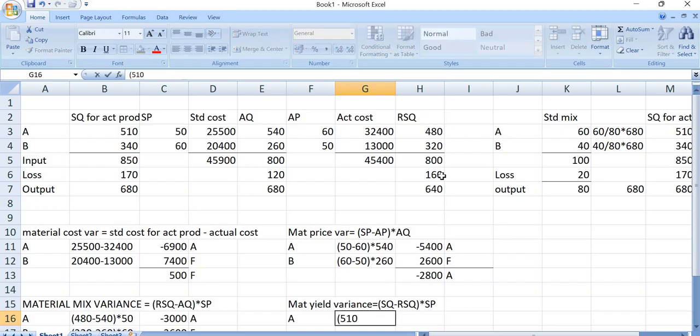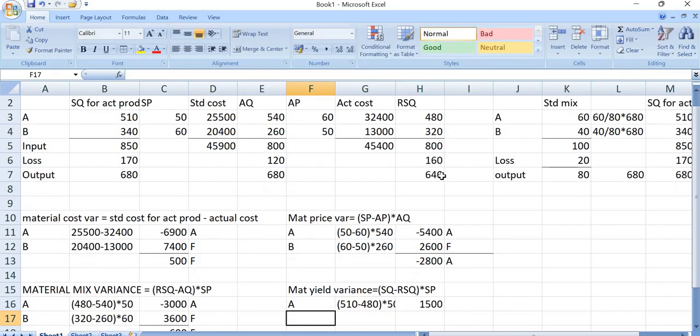So instead of using 510 kgs, I use only 480 kgs into my standard price, that is 50. So 1500 will be my favorable variance. So hope this is clear.